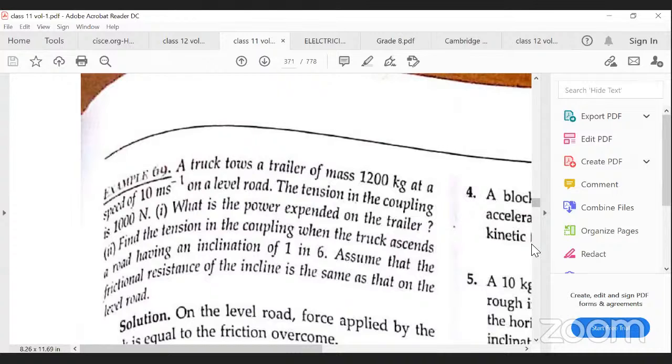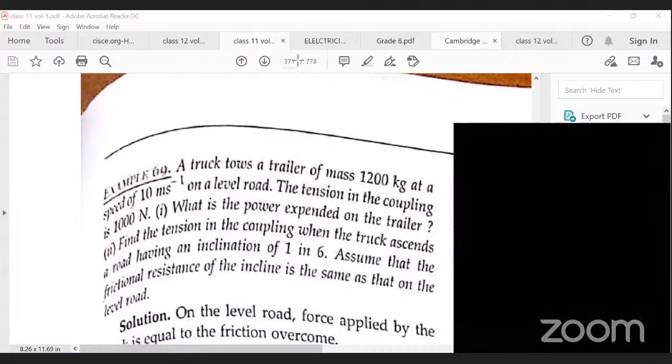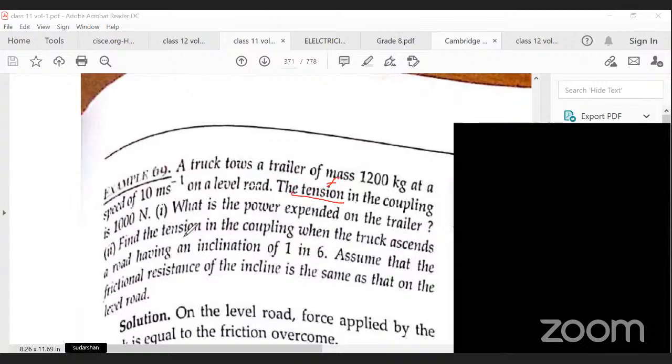Okay, I'll draw the experimental picture now, then you can solve. So let's see the given data. In this case, on the level road, the force applied by the truck is equal to the frictional force. They have given that the truck tows a trailer of mass 1,200 kgs at a speed on a level road. So level road, inclined road, the friction is the same. Remember, whatever the tension we are given here is nothing but your friction force. So F is nothing but your 1,000 newtons.